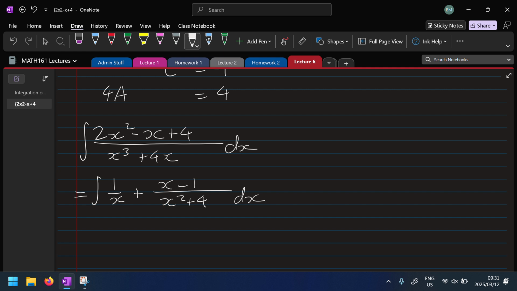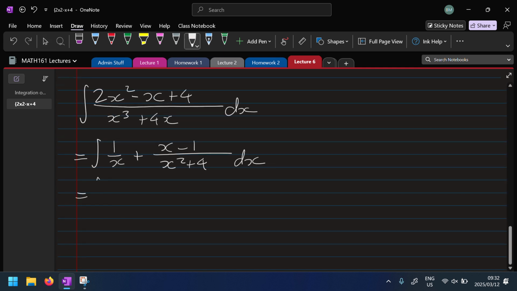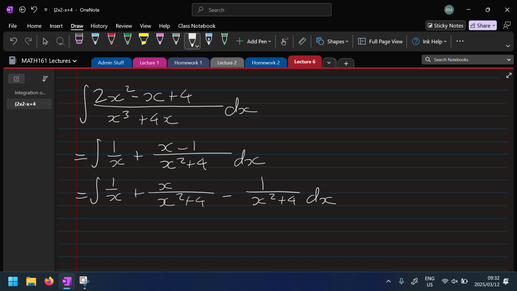Next thing, we have x over x squared plus 4. We can do that as one thing. Minus 1 over x squared plus 4. We can do that as another thing. So let's split it up. We're going to write it as x over x squared plus 4, minus 1 over x squared plus 4. With it being together, we couldn't do a u substitution or anything. But now that they're split up, we can do that.